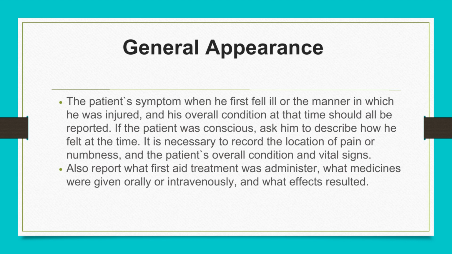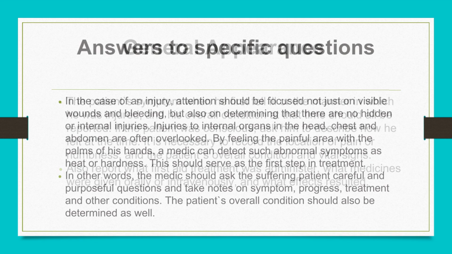General appearance. The patient's symptoms when he first fell ill, or the manner in which he was injured and his overall condition at that time, should all be reported. If the patient was conscious, ask him to describe how he felt at the time. It is necessary to record the location of pain or numbness and the patient's overall condition and vital signs. Also, report what first aid treatment was administered, what medicines were given orally or intravenously, and what effects resulted.